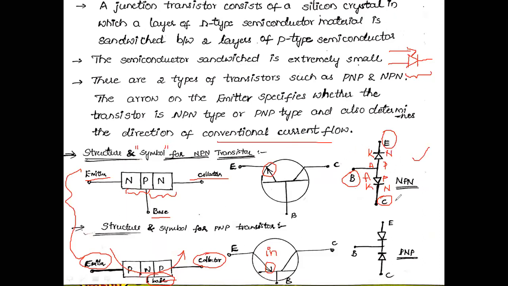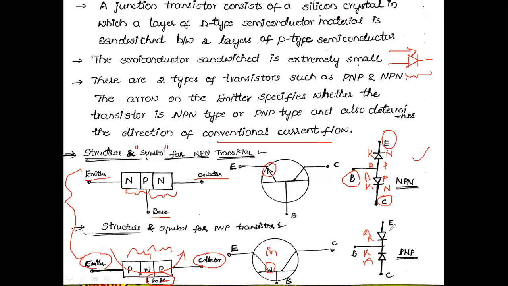Similarly, for PNP type of transistor, we will see the same. This is the PNP type of transistor, P type. This is one diode, and this is another diode, that is PN. This is the anode terminal, cathode terminal, anode terminal. Like that.